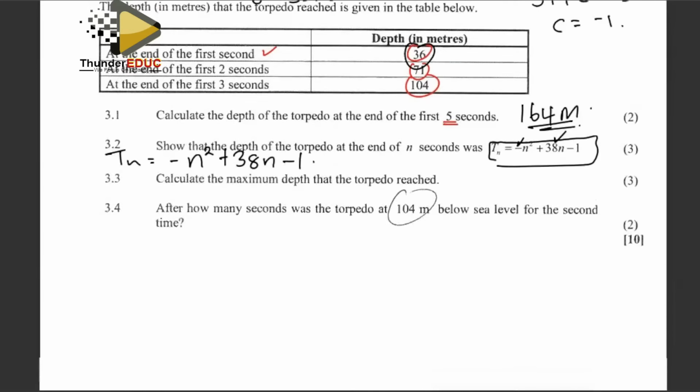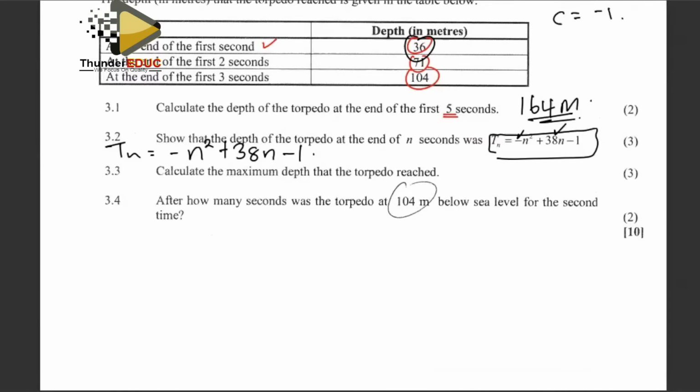All right, then 3.3, calculate the maximum depth that the torpedo reached. So when we ask for maximum length, they are technically asking for the turning point value, or the y value of the turning point, because this is more like a parabola that is having this sort of a shape. So for us to get that maximum, you can find the first derivative. It's entirely up to you. Or you can use x is equal to -b over 2a. We shall still get the same answer. So let me use this because it seems quicker.